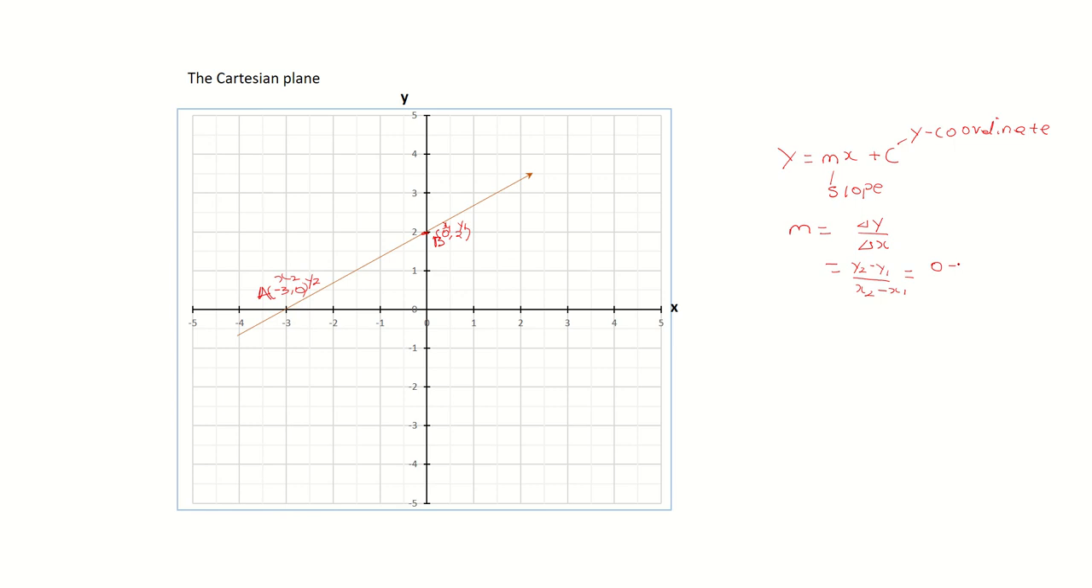y2 is 0, y1 is 2, x1 is 0, x2 is -3, which I'll put in brackets. There we are. We find that this is -2 because 0 minus 2 is -2, and we divide by +3. You multiply this negative sign by that negative sign and you get a positive sign. So we have -2/3.